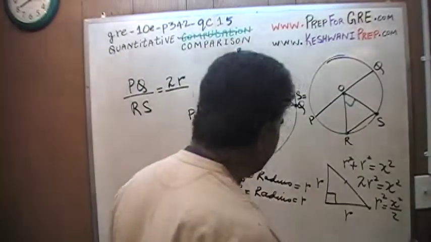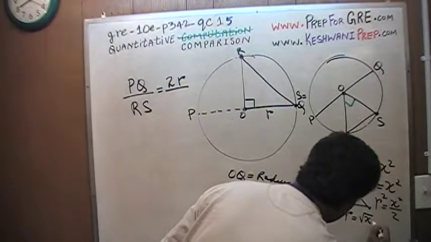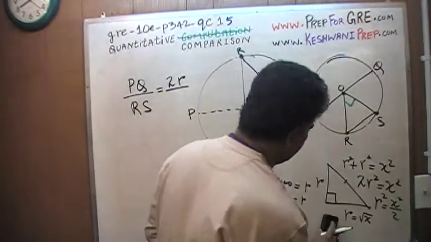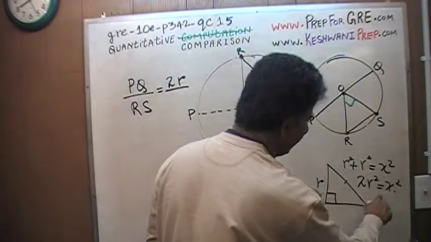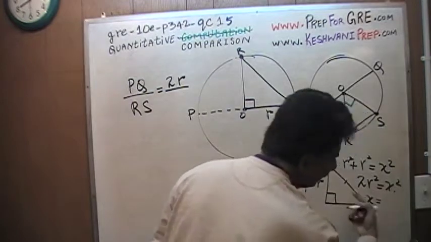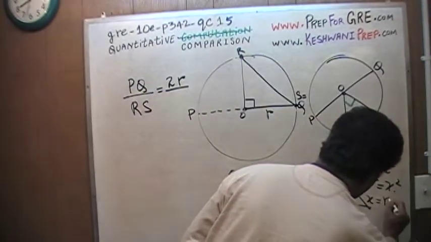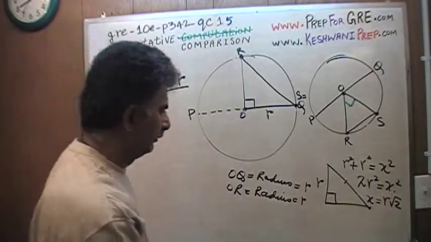And finally, we're solving for X, aren't we? So X squared equals 2 times R squared, and therefore X equals, take the square root of both sides, R times root 2.